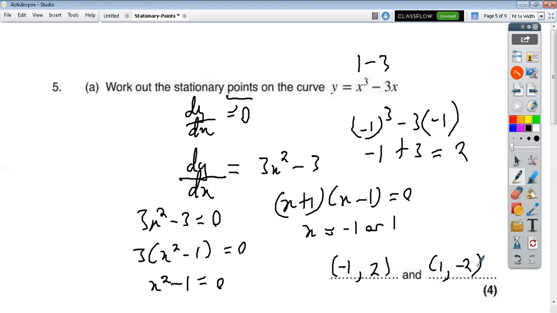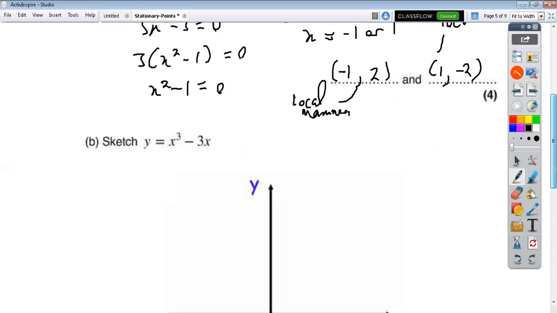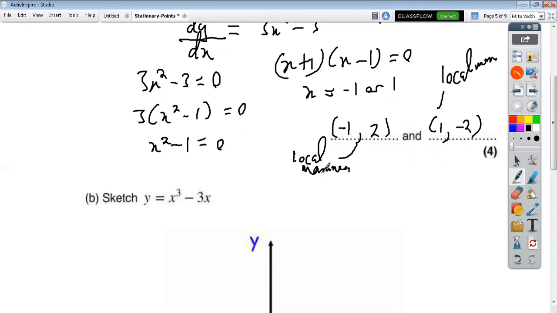If the question said now determine the nature of the stationary points, I will do the second derivative of this. That will be simply 6x, because this is 0 here. Then I substitute this. If I multiply 6 by negative 1, it simply gives me negative 6. So it means this is a local maximum. Make sense? Then if I say 6 times 1, I'm getting a positive, so this is a local minimum. It's going to help us to draw. They're going to ask you to draw a sketch just now. We now know that this is a local maximum and this is a local minimum.